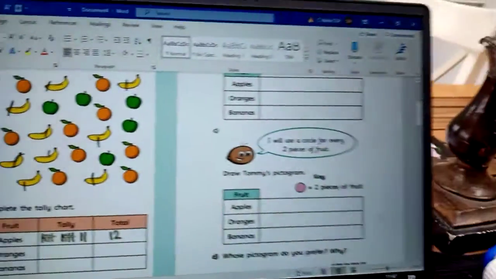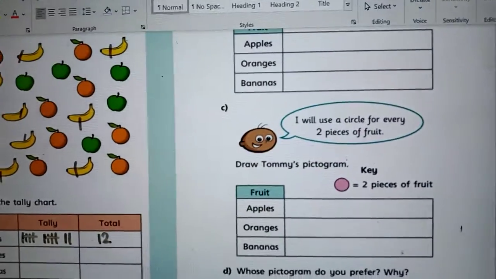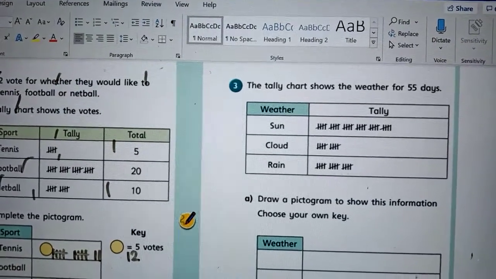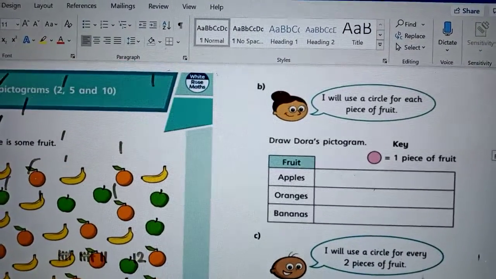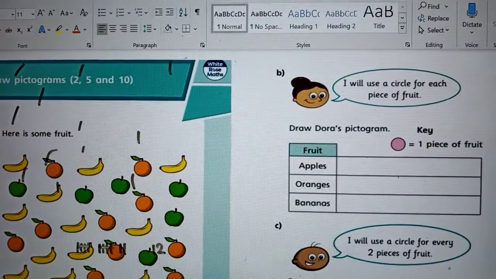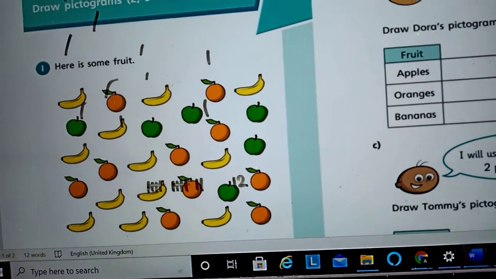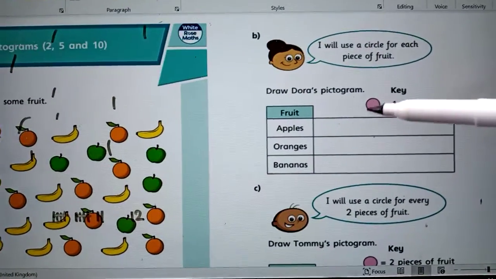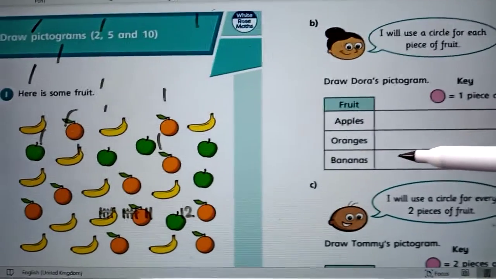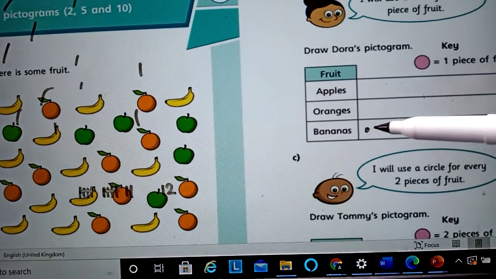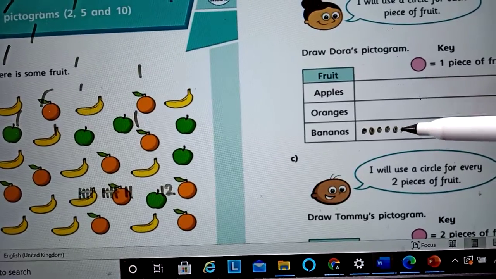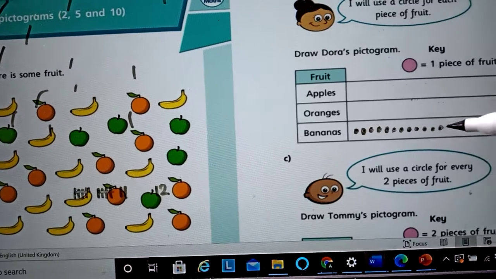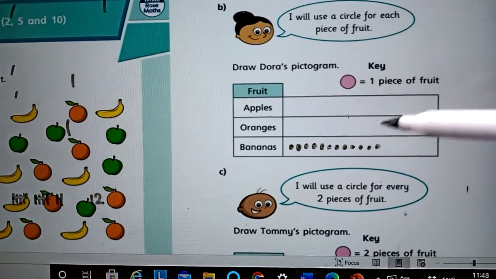Next question says, let's go up. It says here, I will use a circle for each piece of fruit. Right, well, instead of drawing sticks now, like we did down there, we're going to turn them into pieces of fruit. So how many bananas did we have? Wasn't it 12? So it would be 1, 2, 3, 4, 5, 6, 7, 8, 9, 10, 11, 12. Okay, so now instead of sticks, we've got dots that equal the piece of fruit.